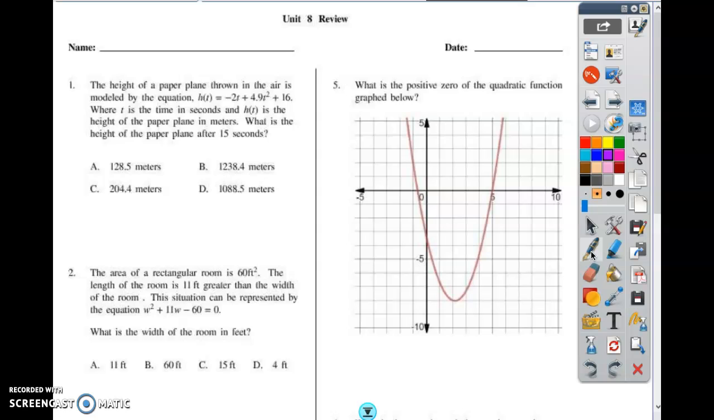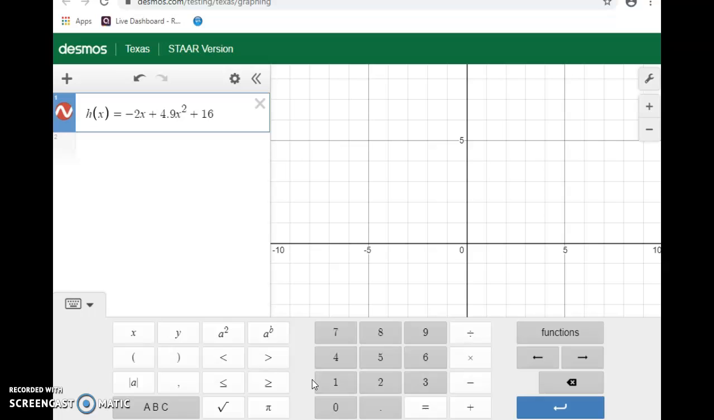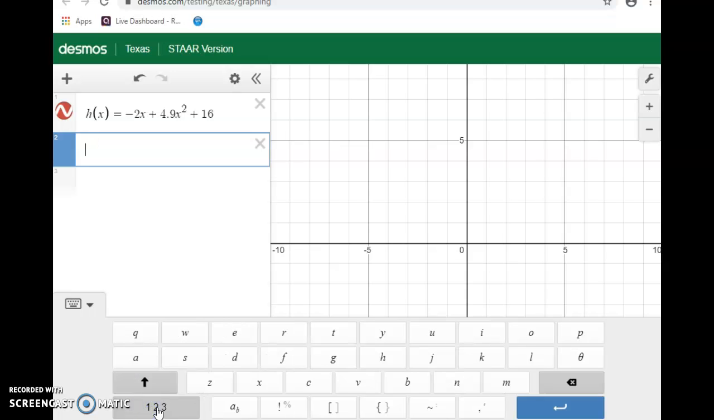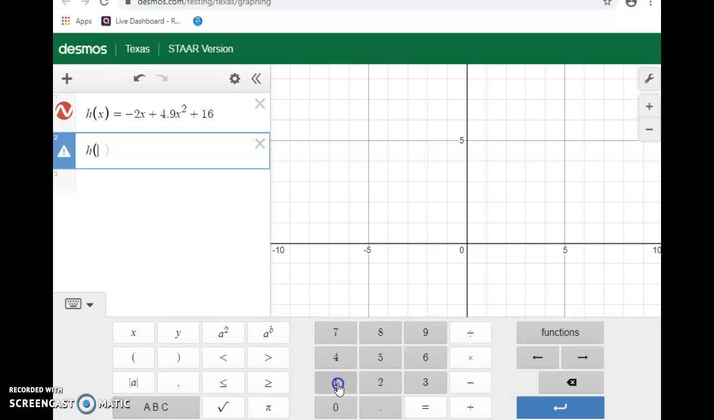So for instance, problem number 1. They gave you the equation that can be put in Desmos. Okay? And they told you that t is the time, so that's your x, and it's asking what happened after 15 seconds. So there's two ways you can do this. When you put it in Desmos, you can either type h of 15. Where's my h? You can do h of 15 just like this.